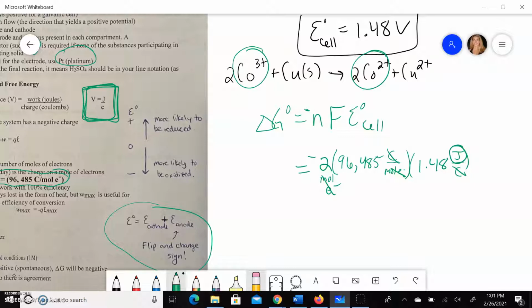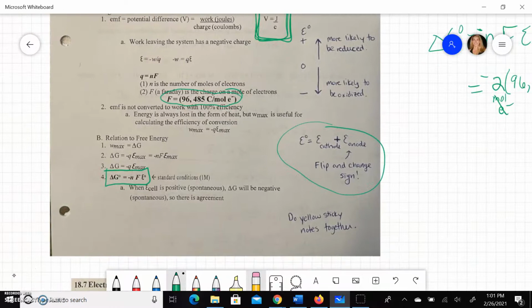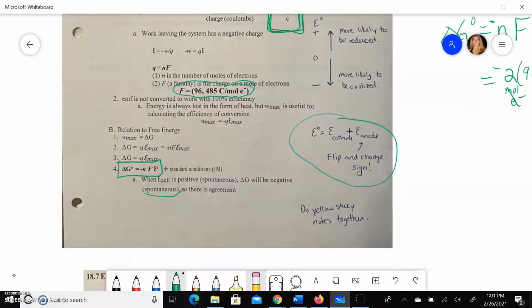Also, notice that if you plug in a positive E cell, which you have to get if you're getting electricity, then because of that negative sign in the equation, you're always going to get a negative delta G, but that's exactly what you want, because remember, when delta G is negative, that means it's a spontaneous reaction. So E cell is positive, delta G is negative.